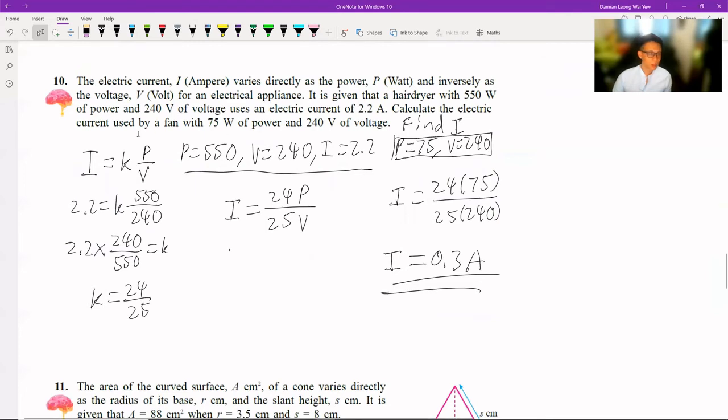So you see the basis of what I'm doing is the same thing. I find the equation, find the K value, form the equation, and then substitute the values to find the missing one, the missing variable.